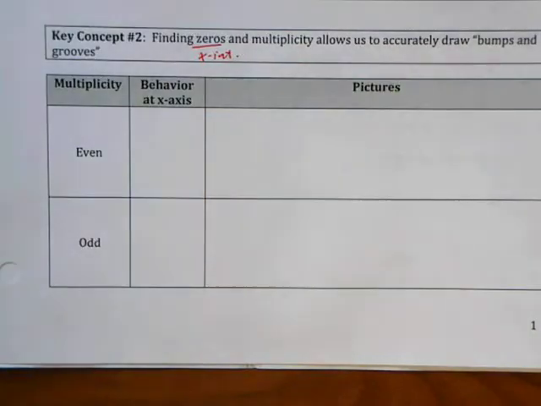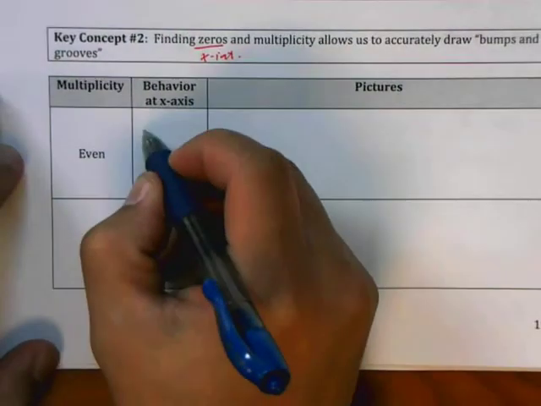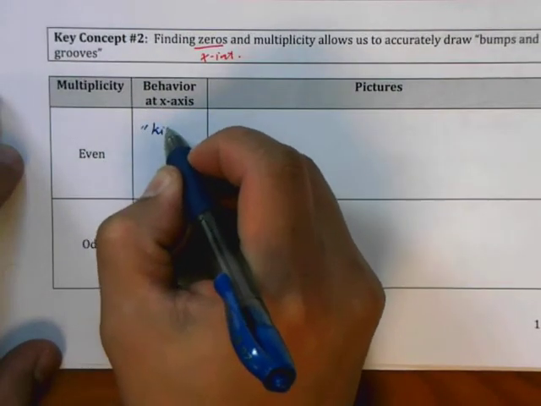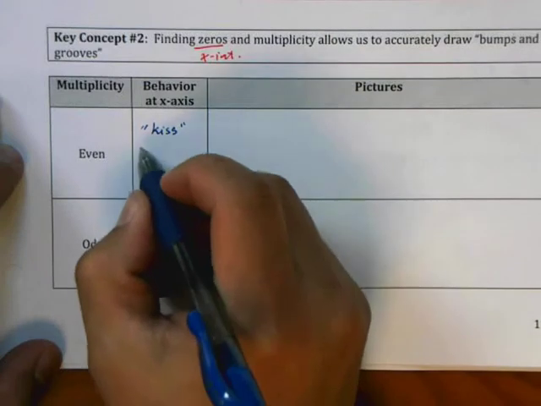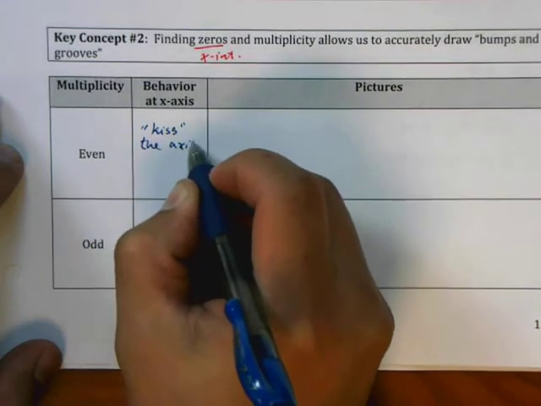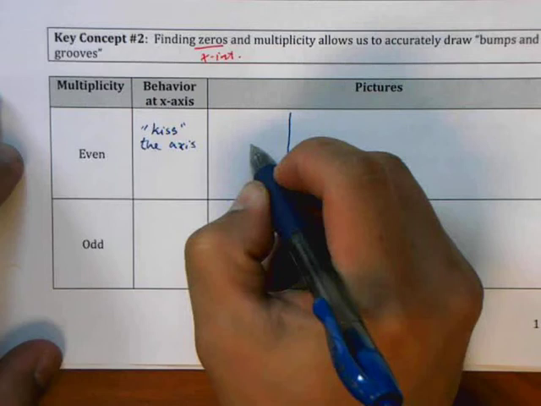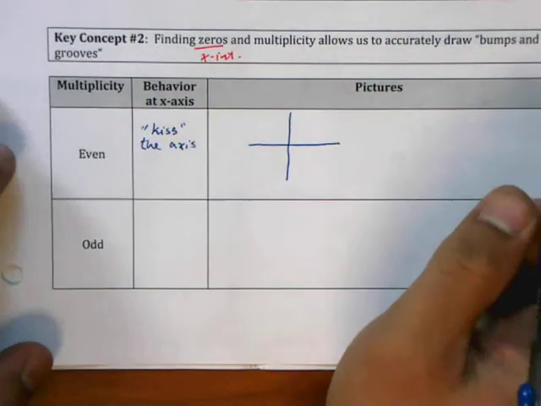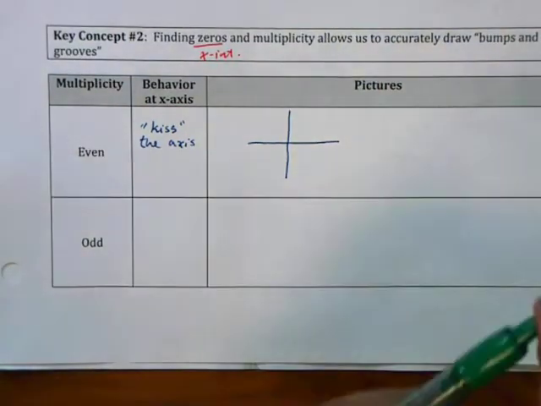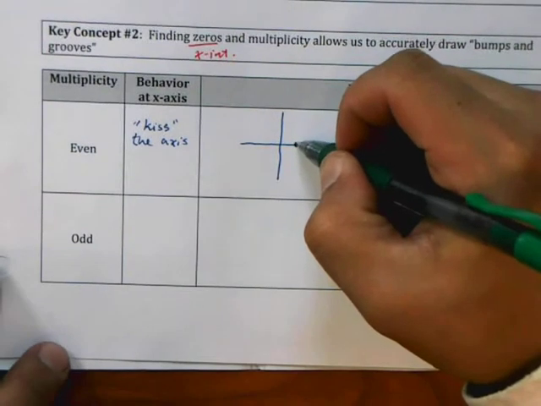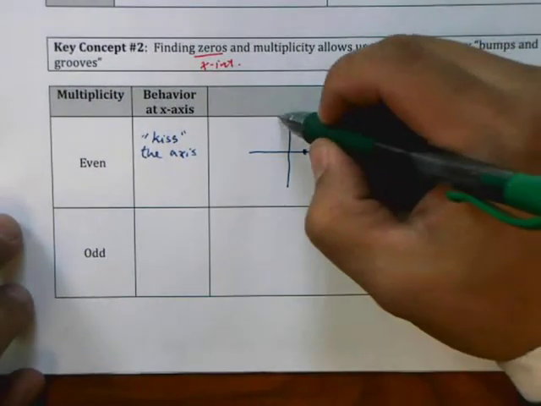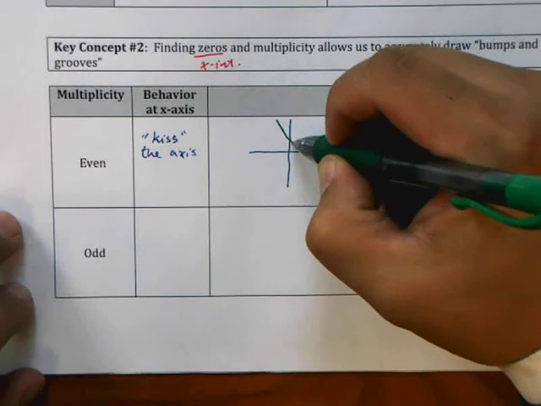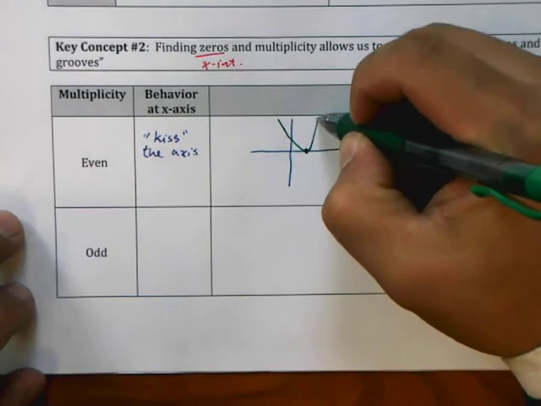And so the first thing we're going to say is that if the multiplicity is even, then at the x-axis, and this is certainly not a formal vocabulary word, but it helps to capture the idea, it's going to kiss the axis. So let's say you had a function, a graph, and the multiplicity was even, and this was your x-intercept, or one of the zeros. So that means it's going to go down, touch it, and then bounce back up.